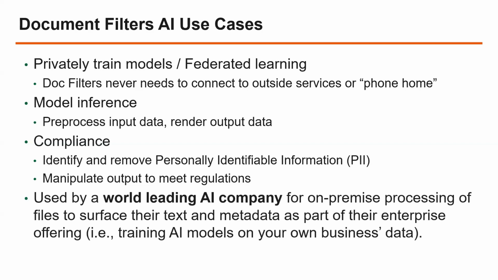A currently active use case of document filters in the AI space is a solution being built by one of the world-leading AI companies. Yes, I said world-leading. They chose to use document filters for their upcoming enterprise solution, where files are processed on-prem to surface their text and metadata. They'll be allowing businesses to train AI models on their own business's data. The future potential with AI and doc filters is limitless. But why stop at only one AI solution when all of them can benefit?